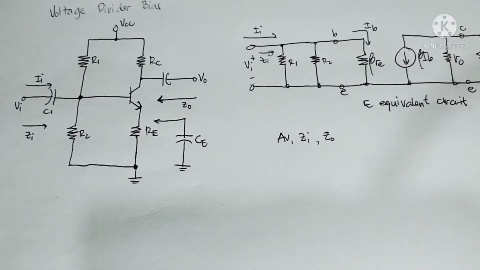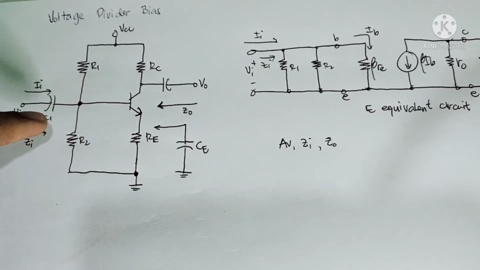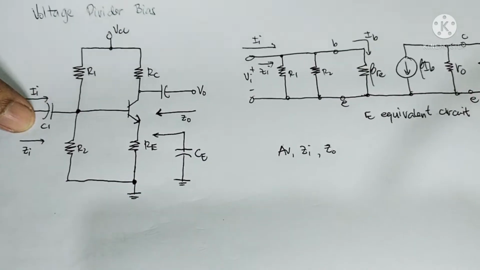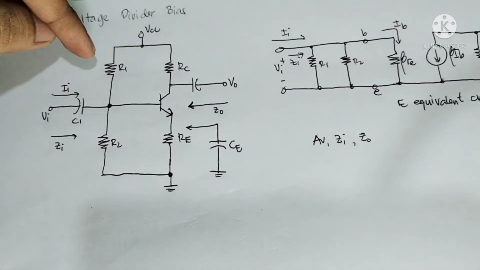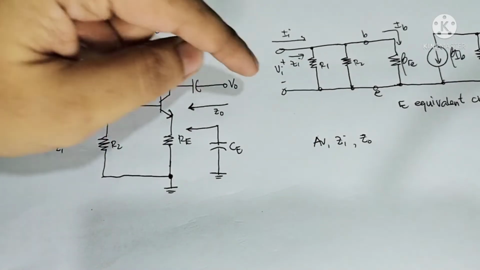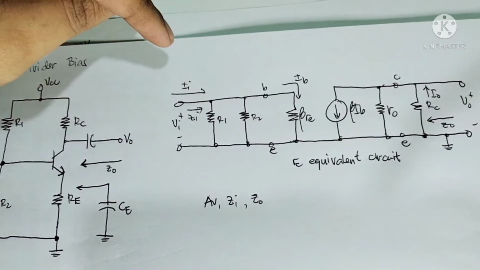Hello, good day. We're going to talk about the voltage divider bias, which is the continuation of our topic, the CE emitter bias configuration. Unlike the emitter bias configuration, in the voltage divider we have R1 and R2, and this is the equivalent circuit of the voltage divider bias.